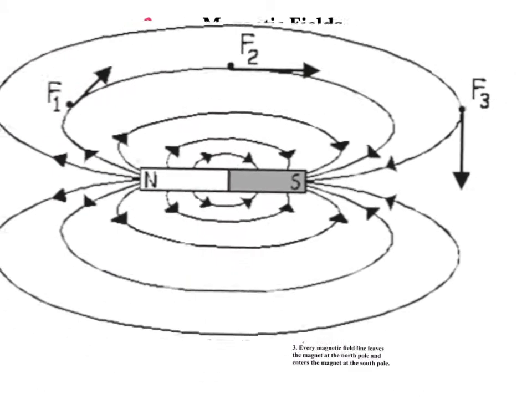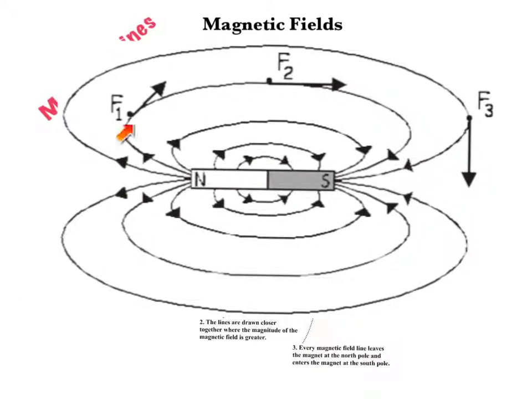For example, in this picture here, 3 points are located on the lines of flux, and the corresponding forces that would be exerted at each of those points are shown. The force is always tangent to the line of flux, and the direction of the field is shown by these arrows here, going from north to south.